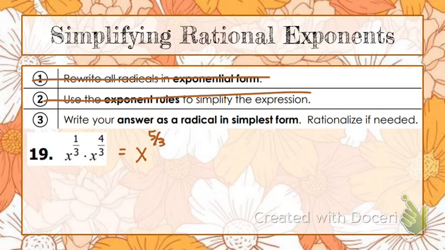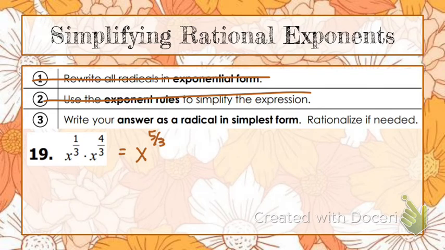Now we want to write our answer as a radical in simplest form and rationalize if needed. So we talked about rationalizing in division. So go back and review that if you need to. You're not allowed to have a radical in the denominator, so keep that in mind. Okay. We have x to the 5/3.